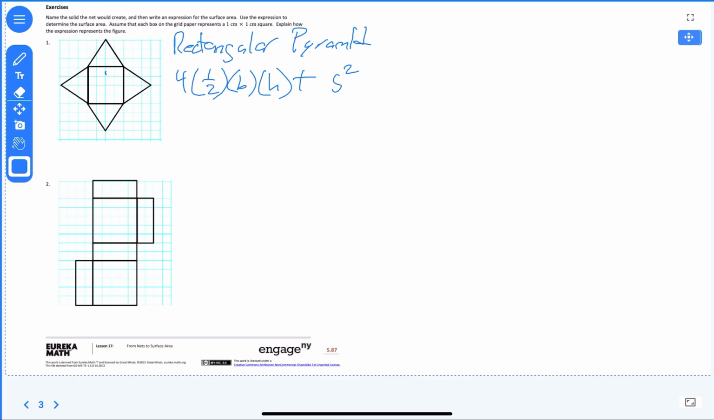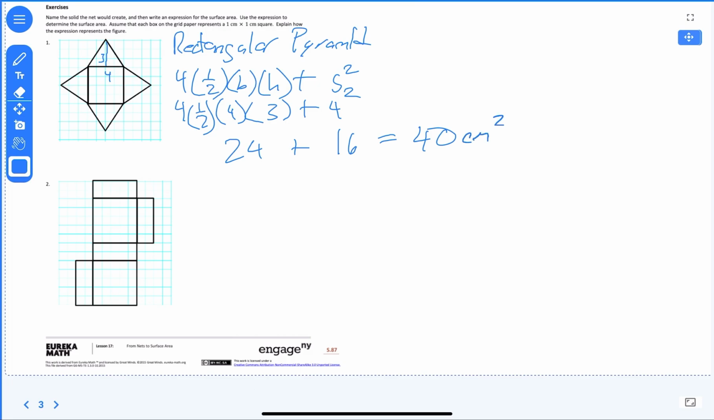I guess we got to count these up, right? This is 4, and the height would be 3. So 4 times 1/2 times 4 times 3 plus 4 squared. Well, that's 16. And this is how much? 2, 8, 24. 24 plus 16 is 40 centimeters squared. Is that what everybody got?